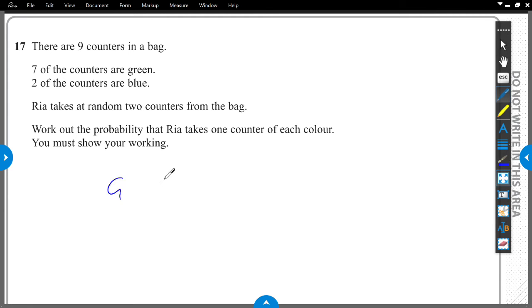So if the first counter is green, we want the second counter to be blue. And if the first counter is blue, we want the second counter to be green. And now we can list down the probabilities of these events. So there's 7 green counters and 2 blue counters, and there's 9 in total. So 7 out of 9 of those counters are green.